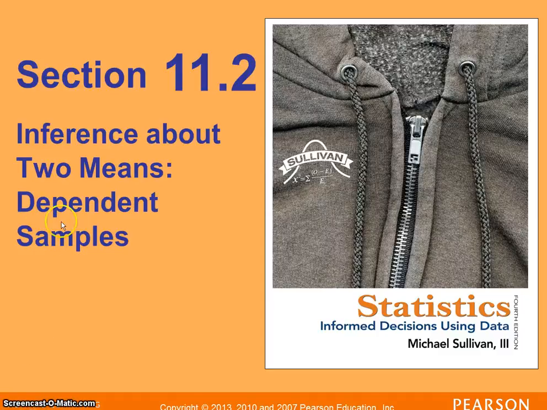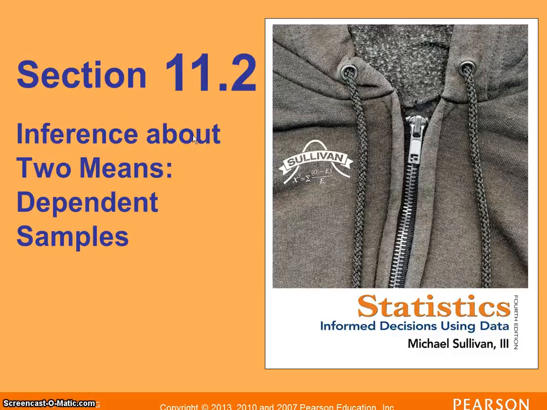Hi everybody. As I mentioned at the end of the last section, section 11.2 is about inference about two means now instead of population proportions. And again, this material will be broken down into two sections. So in 11.2 we'll talk about dependent samples, and then in 11.3 we will talk about independent samples for two means.